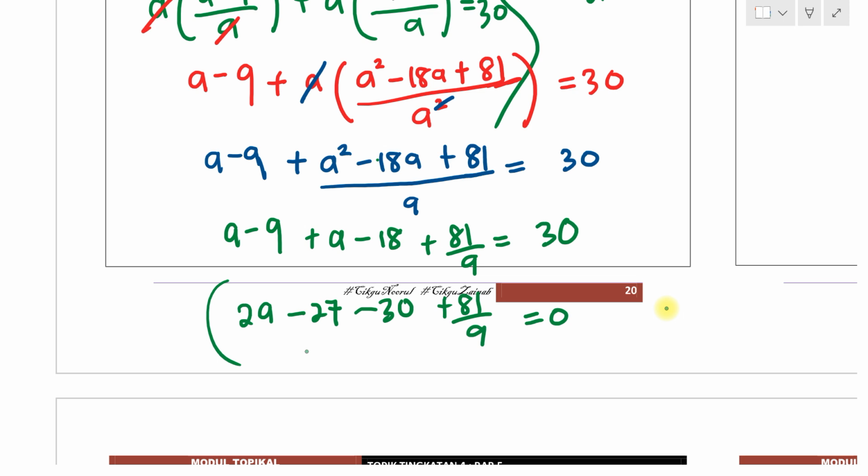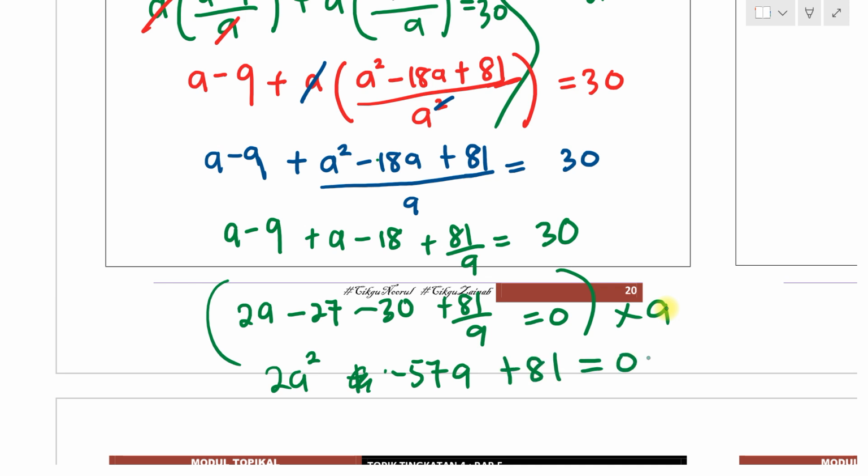So I multiply the whole thing with A, 2A square minus 57A plus 81 equals 0. Oh yeah, a sign mistake just now. Okay, it should be plus 81 and then the A is 27, ready now. Okay, you solve this and find R.